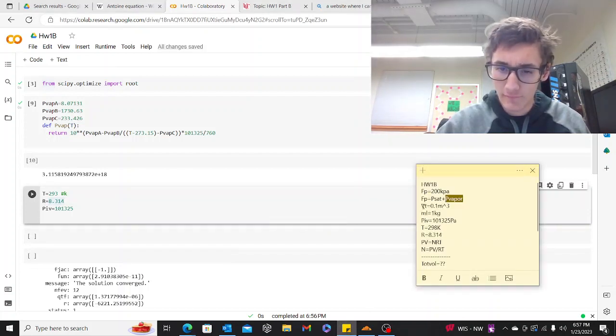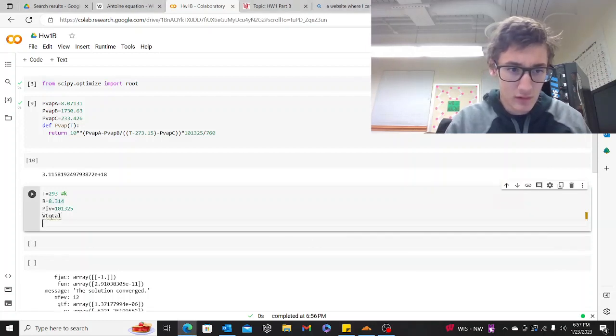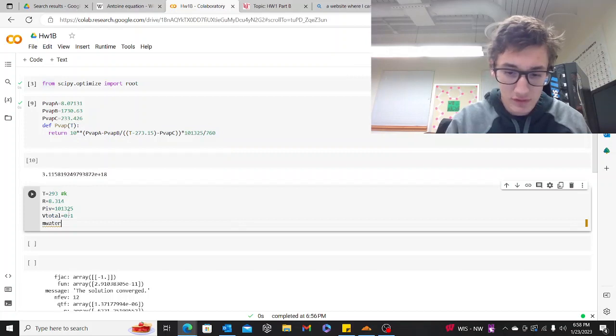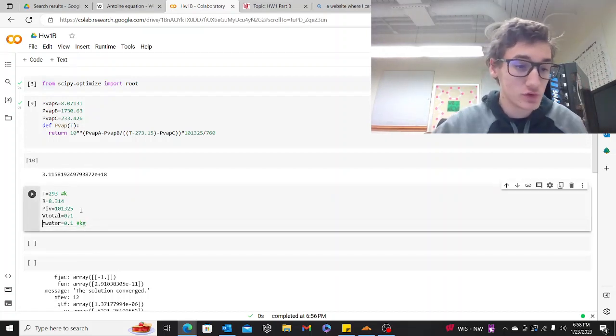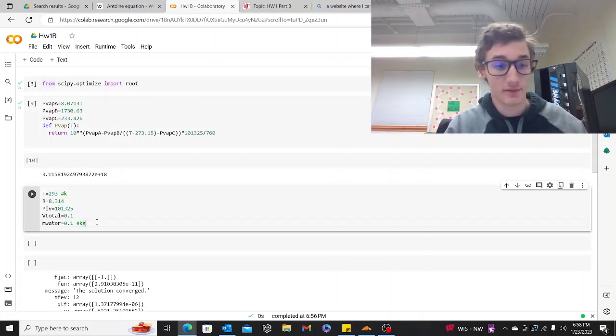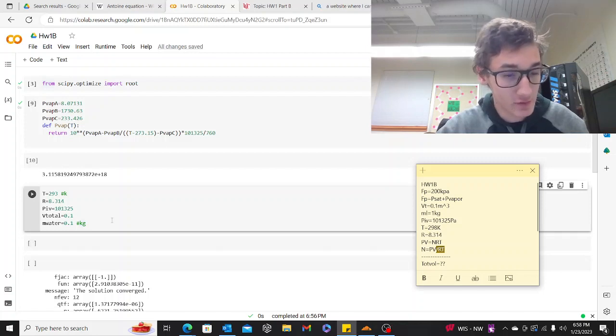Okay, and we know our volume total. Oh, I should probably get something there, 0.1. Then we know our mass of the water, which is 0.1. And we are actually able to calculate the volume, which will then lead us into the moles, as that has everything we need, as we have R, T, P, and V. We don't have n here, so we need to calculate that.